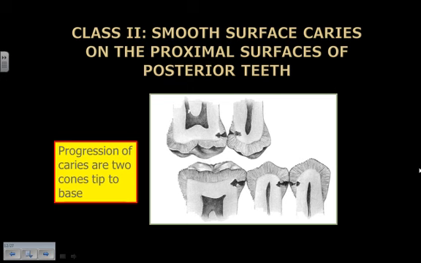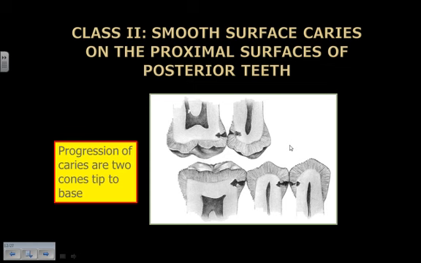Class 2 caries refers to smooth surface caries on the proximal surfaces of posterior teeth. The progression of the caries once again can be defined as two cones tip to base, meaning that it starts wider on the enamel surface, the smooth surface, becomes narrow as the lesion extends to the DEJ, where it's the tip of the lesion, and then the base of that lesion extends along the DEJ and then extends as a tip of that triangle, of that cone, following the dentinal tubules. That's a classical view of the carious lesion.